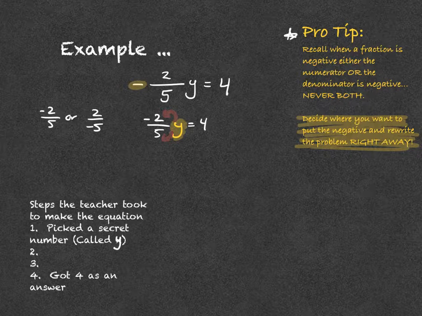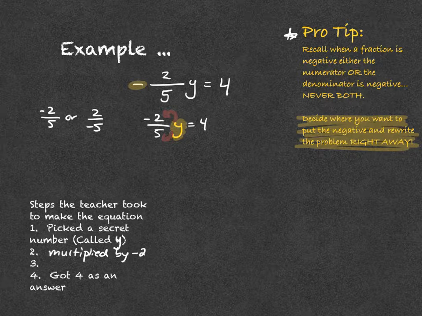So the numerator stands for them multiplying. So if the numerator was negative 2, they multiplied by negative 2. Then they went to the denominator, which means divide by 5, because 5 is the denominator. So if that's what they did, I am just going to undo that.